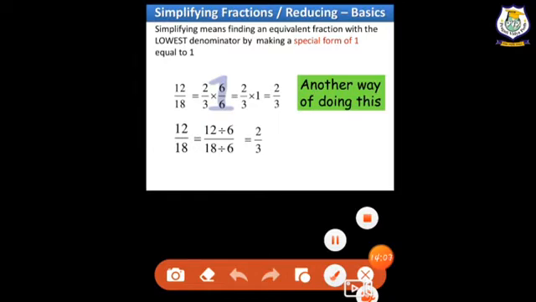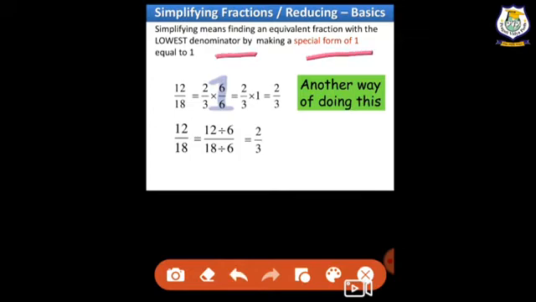Simplify and reducing both are the same thing. Reducing means we will have to divide the fraction till the point when the numerator and denominator do not both come in the same table. So simplify means finding an equivalent fraction with the lowest denominator by making a special form of 1. Like here it is given 12 upon 18. So first we will have to identify that 12 and 18 come in which table. Both come in the 6 table.